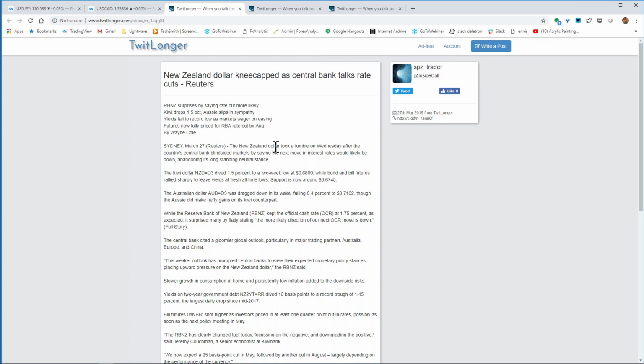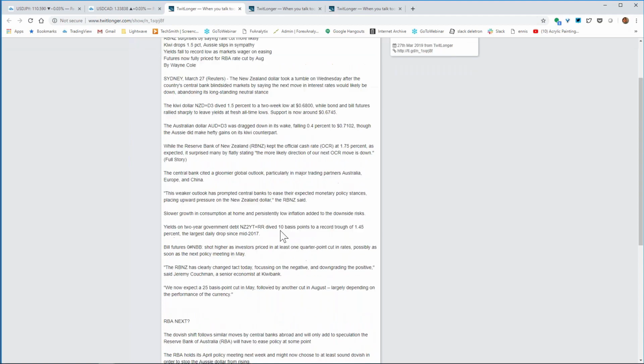The Australian dollar was dragged down in its wake, with the RBNZ keeping the official cash rate at 1.75 as expected. It surprised many by flatly stating the more likely direction of our next OCR move is down. The central bank cited a weaker global outlook, particularly in major trading partners Australia, Europe, and China. This weaker outlook has prompted central banks to ease their expected monetary policy stances, placing upward pressure on the New Zealand dollar, the RBNZ said.